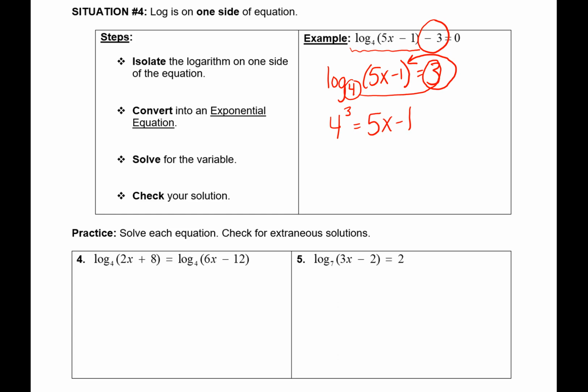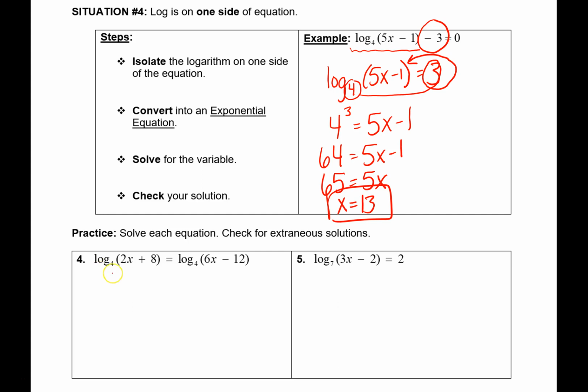Now from here, it's pretty easy to solve, right? We have 4 to the third is 64. We're going to add 1 to both sides, and then we're going to divide by 5, and that gives us our answer. When we plug it back into the equation, we plug it into the calculator, we'll get 3. That works. Okay, so let's do 2 last quick examples.